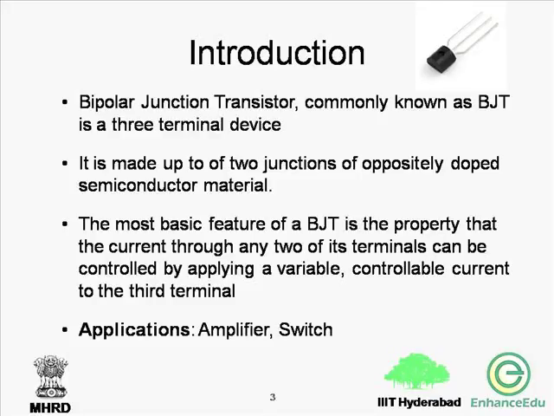In BJT, both the majority and minority carriers play a role in the operation of the device. Hence the name bipolar junction transistor is given to such a device. The applications of BJT are numerous, a few being that it can be used as an amplifier or a switch.